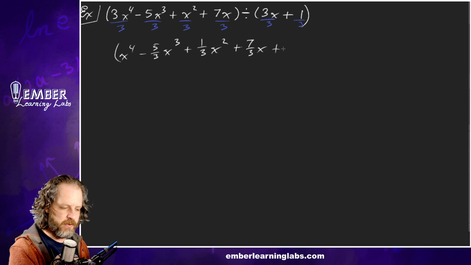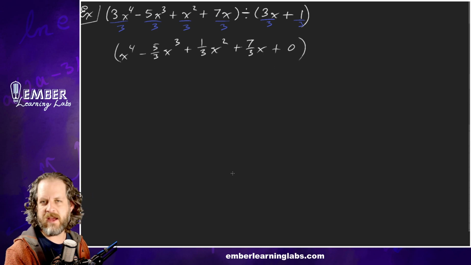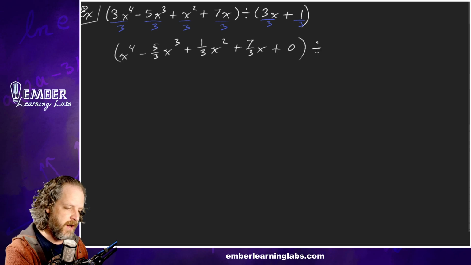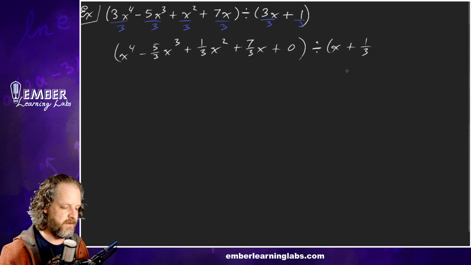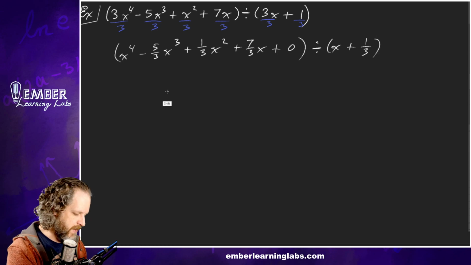And I'm going to go ahead and add plus 0 here as well, because that's the missing bit, just to make sure that we have consistency and put the things in the right place. Divided by x, just 1x, right? Plus 1/3. Now we're all set and we're good to go. Let's make our tiny house.